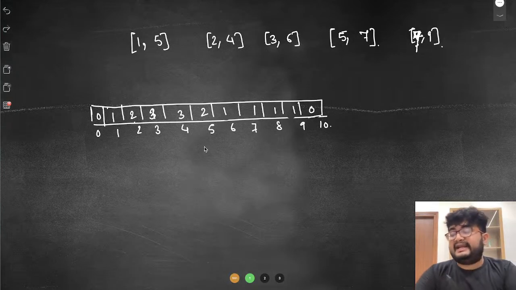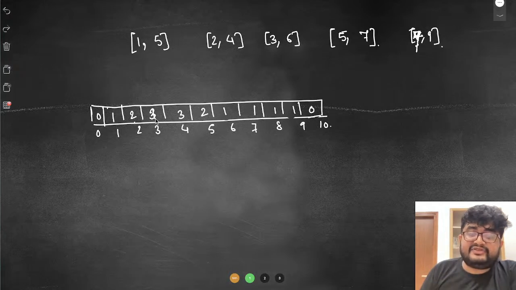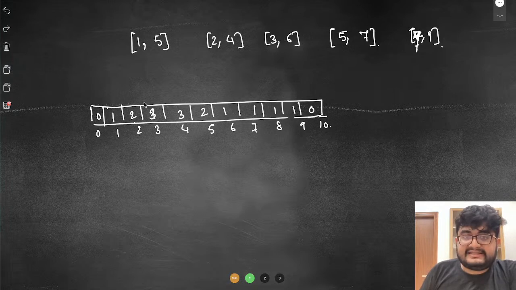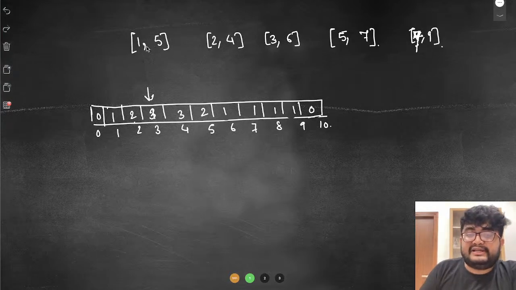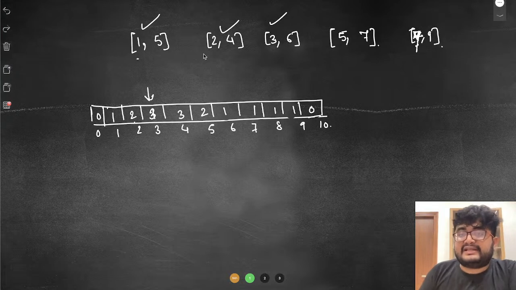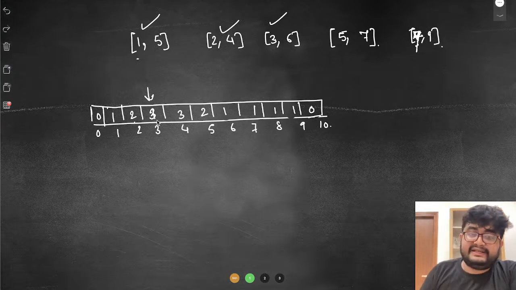Now see, consider any index. For any index, this array gives you the number of intervals that are crossing that index, right? Let's consider index 3. We are telling that 3 intervals are crossing this index. Is it true? This is crossing 3. This is crossing 3. This is crossing 3. So there are 3 intervals that are crossing index 3, right? So that's how we get it.